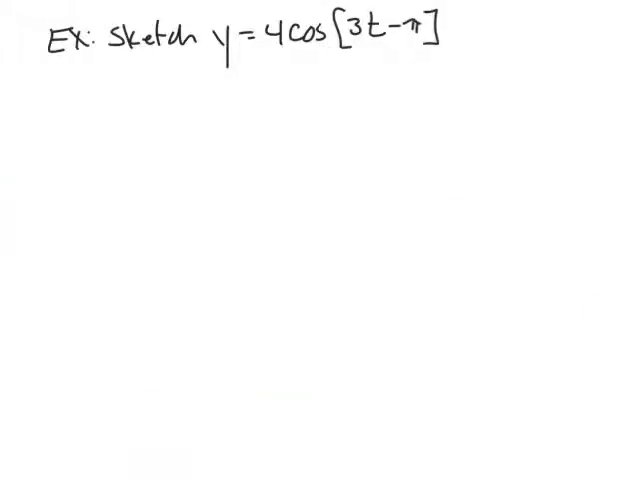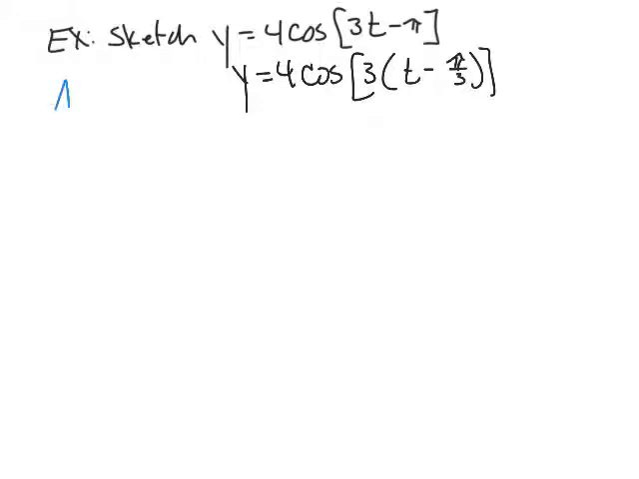All right, we're going to try one more. We'll make it slightly more complicated for you, and then we'll practice this in class. I want to sketch y equals 4 times the cosine of 3t minus pi. Well, my coefficient is not factored out, so let's do that first before I forget. y is equal to 4 times the cosine of 3, and this ends up being t minus pi over 3. So this is going to be a little bit more fraction-y to figure out.